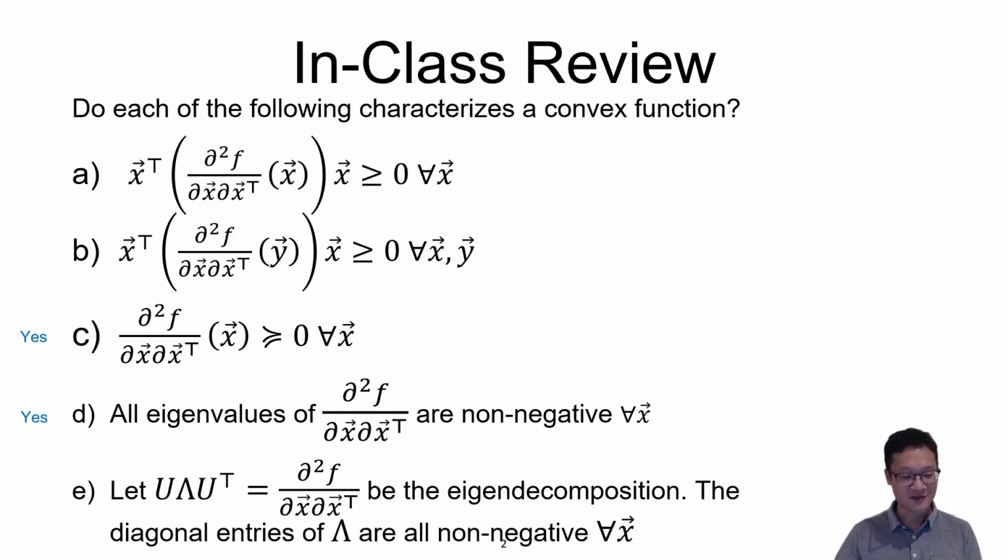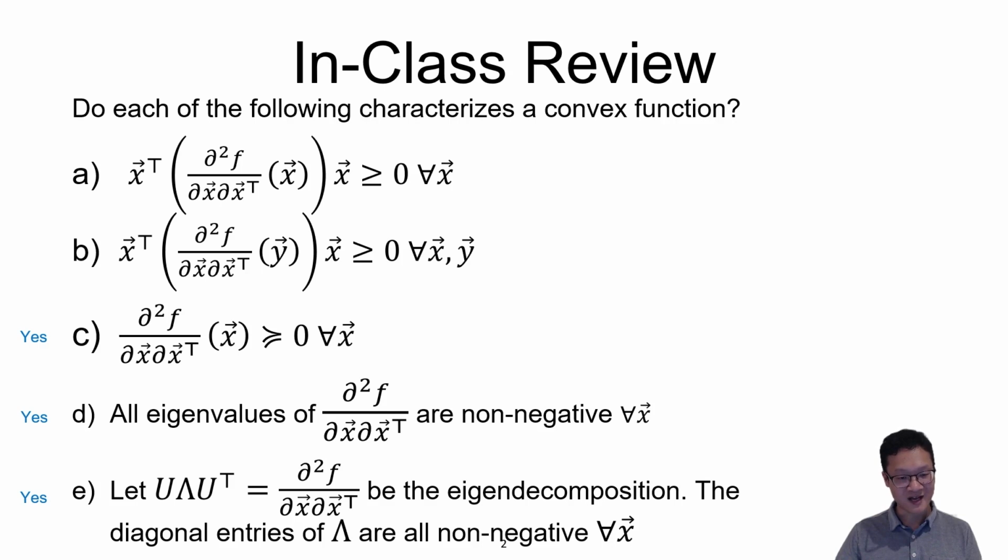So let U lambda U transpose equal the eigendecomposition of the Hessian. And then the diagonal entries of lambda, which is the matrix containing all the eigenvalues, are non-negative for every x. So again, that's simply saying that the Hessian is positive semi-definite for every x. Okay, so these three, hopefully you were able to see. This is more like a review of what it means for a matrix to be positive semi-definite. The main thing that we have to watch out for in this case is really this for all x, right?